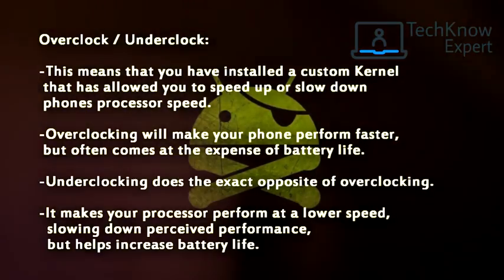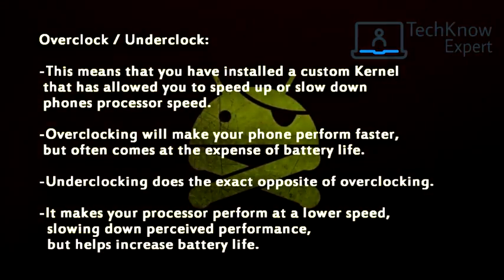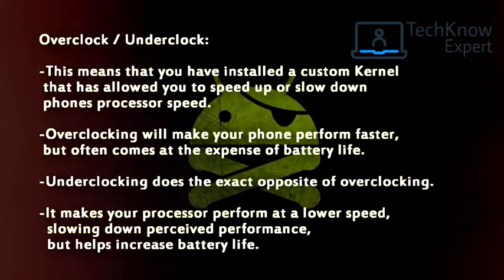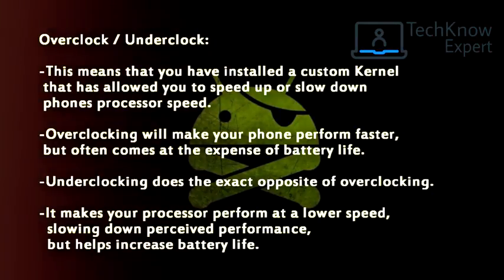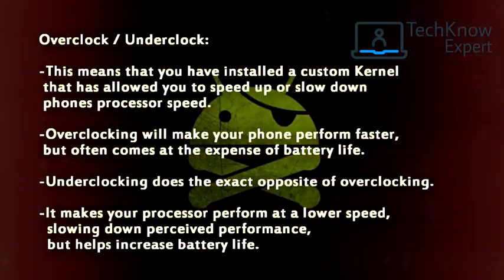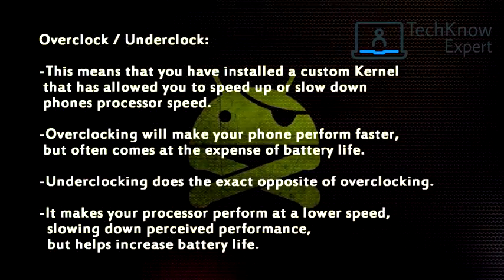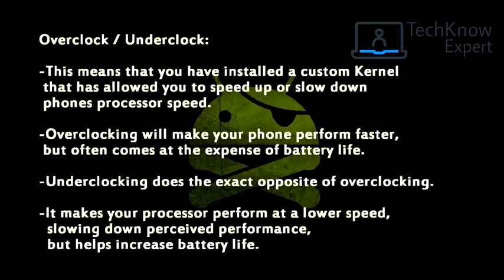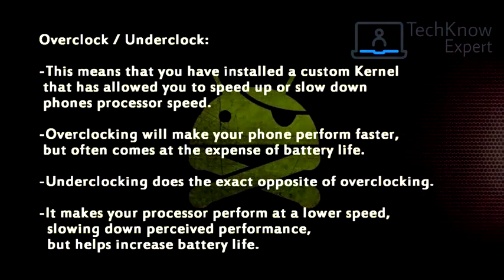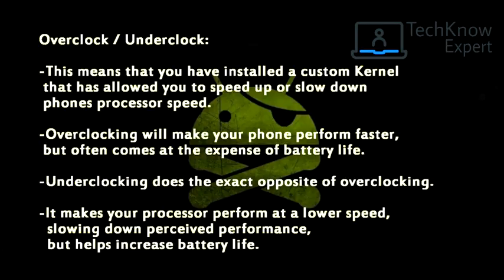Overclock or Underclock. This means that you have installed a custom kernel that has allowed you to speed up or slow down your phone's processor speed. Most phones are clocked at a certain processor speed, say 2.4 GHz. But if you overclock it, you are allowing your processor to push the limits by working at a higher speed. Overclocking will make your phone perform faster, but often comes at the expense of battery life.